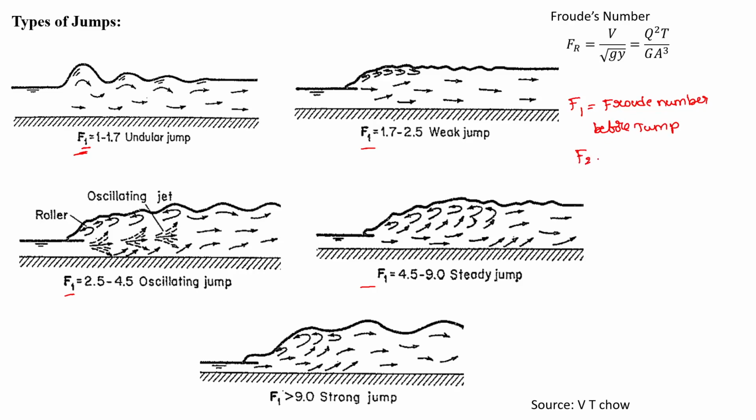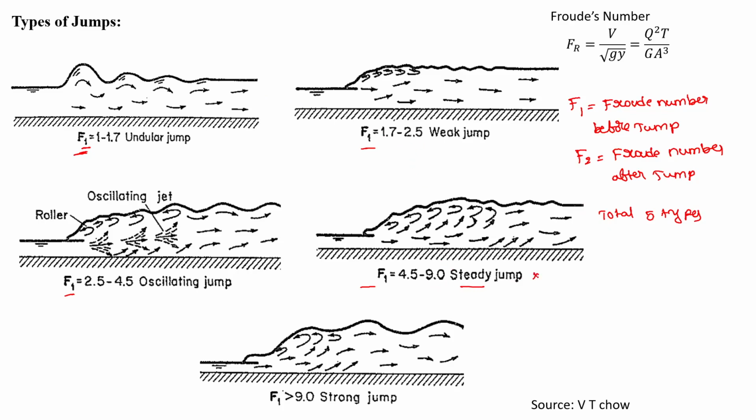So F2 will be the Froude number after the jump. Okay, so based on the Froude number before the jump, jumps are classified into 5 types. Total 5 types. Sometimes you can expect one more question for the steady jump: what is the Froude number range?